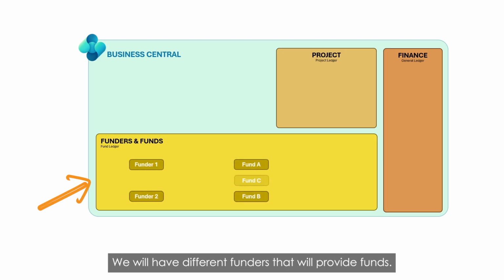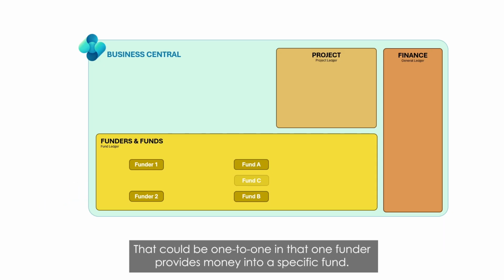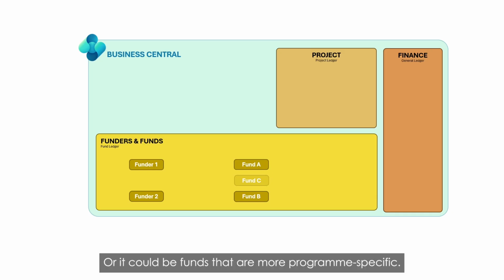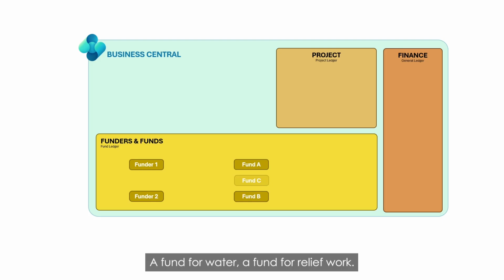Starting with funders and funds, we can have a look at what goes into that. We will have different funders that will provide funds. The money that they provide goes into different funds. That could be one-to-one, in that one funder provides money into a specific fund, or it could be funds that are more program specific, a fund for water, a fund for relief work. There are different ways we could do it.